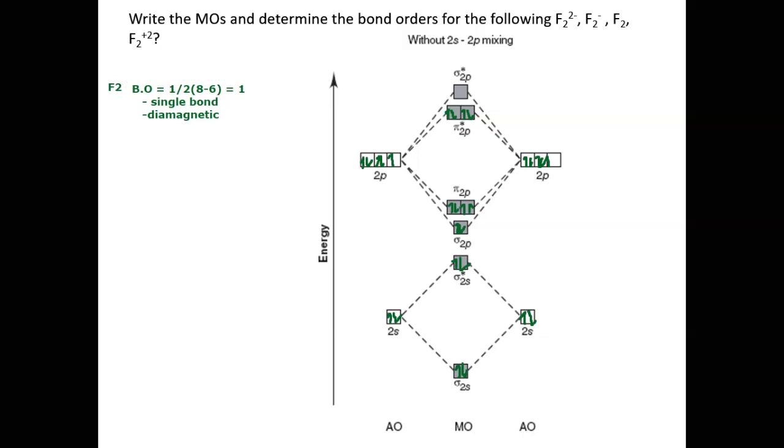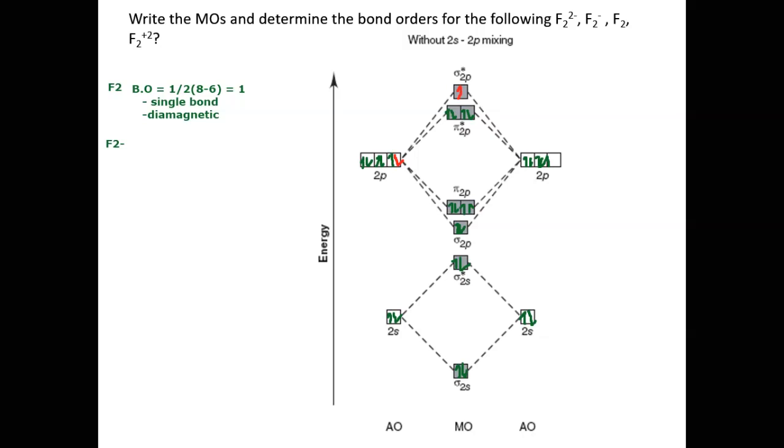Now let's go to F2 minus. So what we're going to do is add 1 electron to one of the fluorine's atomic orbitals. So not that, undo. So we're going to put it here. Since we added an electron, it goes up here.